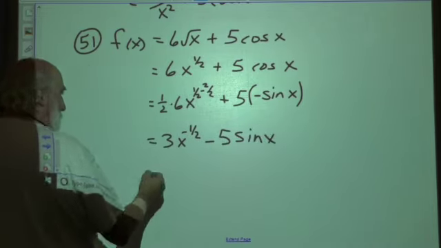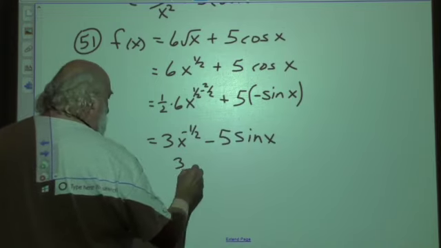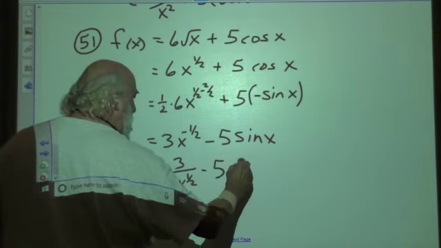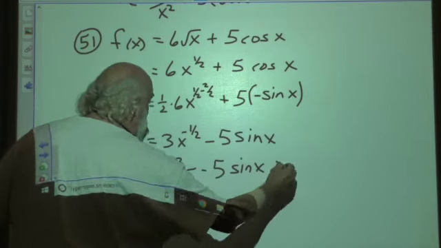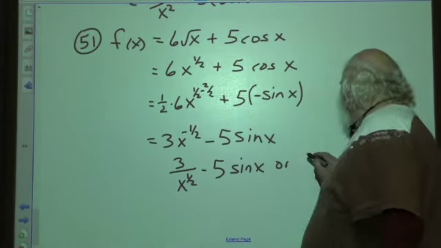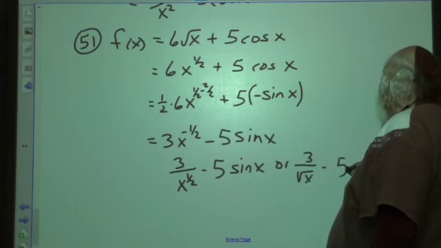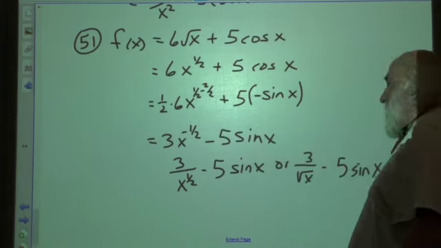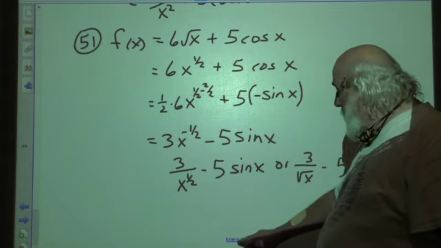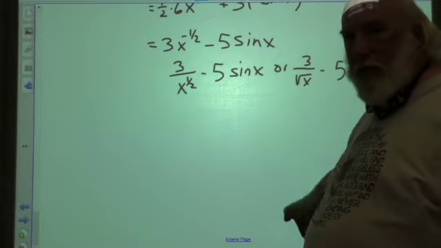And then we'll finish this part of it up because we can't have a negative exponent in the answer. So this becomes 3 over x to the 1/2 minus 5 sine x. Or, if you prefer, write that as a radical, which is fine. And then this is going to give you 3 over the square root of x minus 5 sine of x. And that's all there is to it. So the proving of where we got it from is more difficult than actually doing the problem.